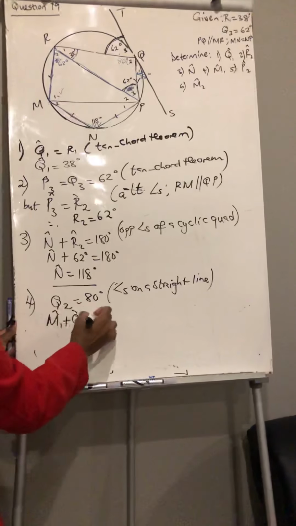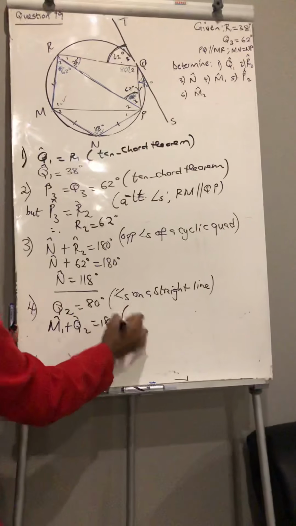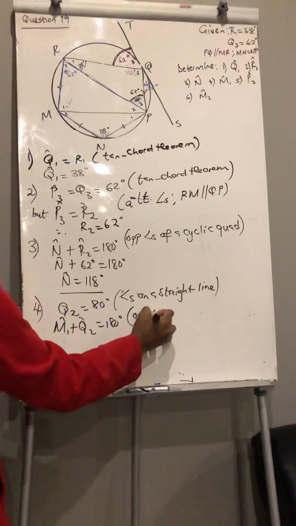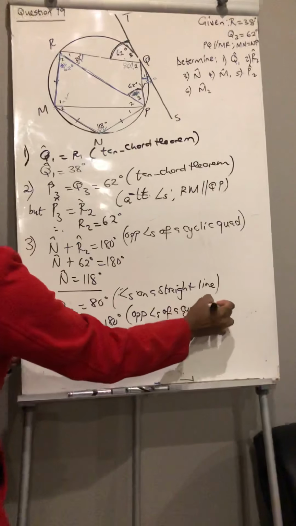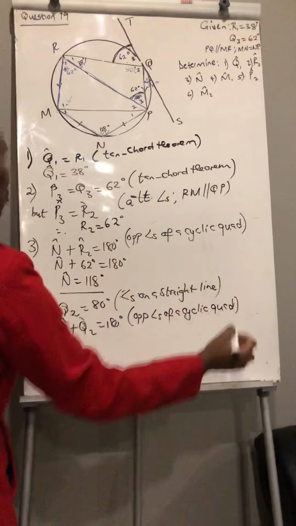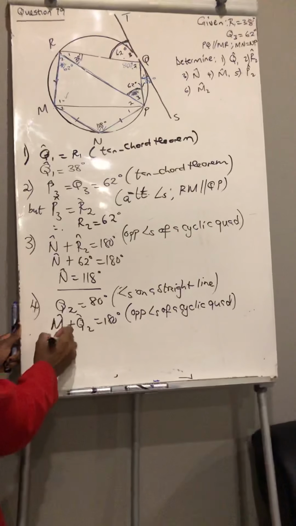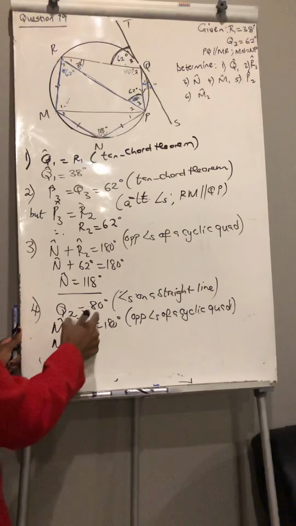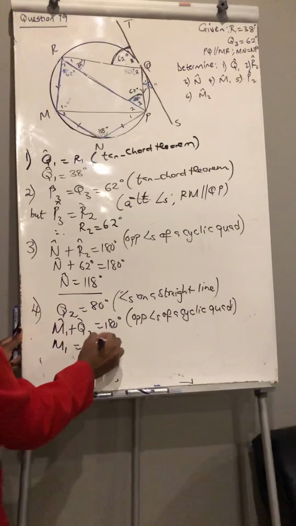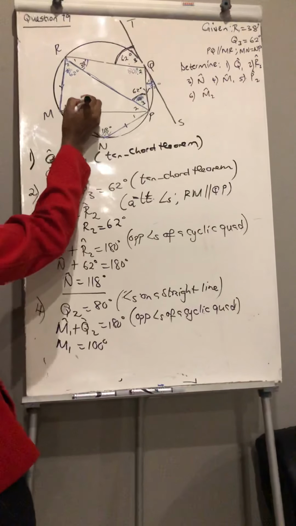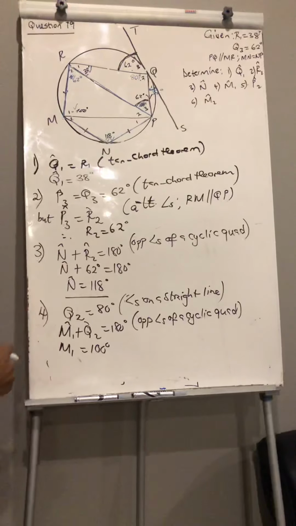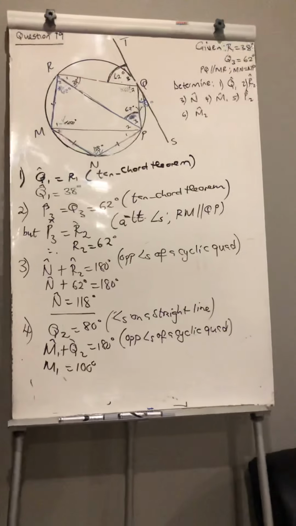M1 plus Q2 is equal to 180. These are opposite angles of a cyclic quad as well. It's a cyclic quadrilateral, so you use that one. Please people, remember Q2 is 80. That will leave us with M1 of 100. So this one is 100 degrees right there. So that is our M1.